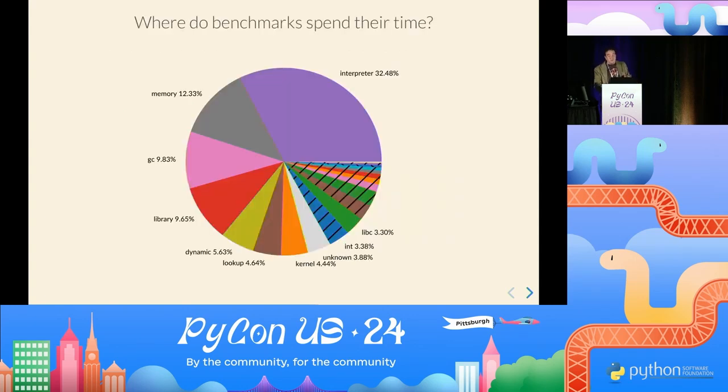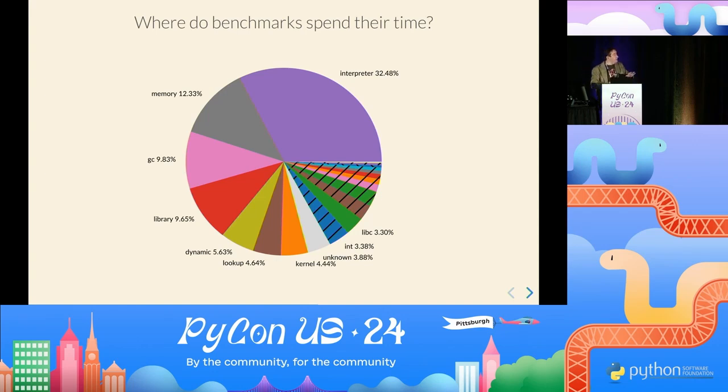Another thing we do with the benchmarks is we can measure where each of the benchmarks spend their time. So on a regular basis, we run all the benchmarks inside of the Linux perf tool, which is a sampling profiler that works at the C level. So it's telling us which C functions within the CPython interpreter it's spending its time. And then we've kind of manually classified all of the C functions in the interpreter into these high-level categories.